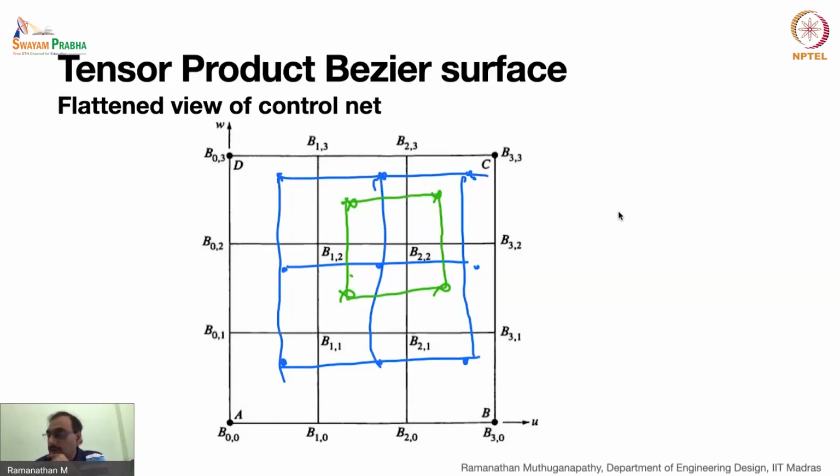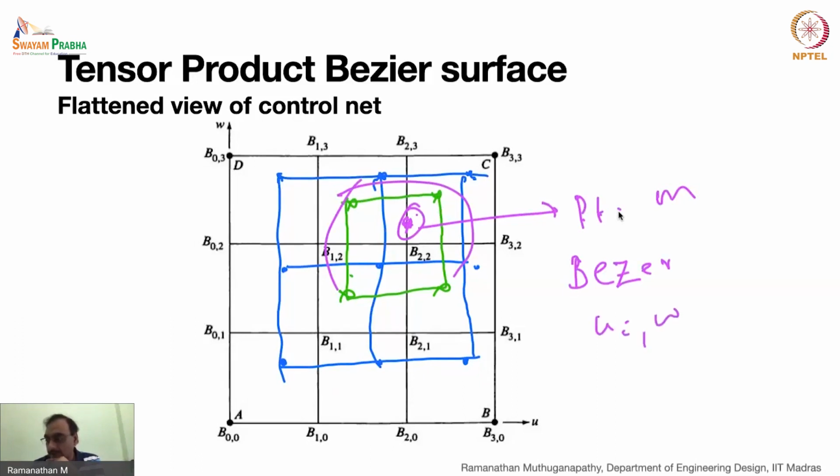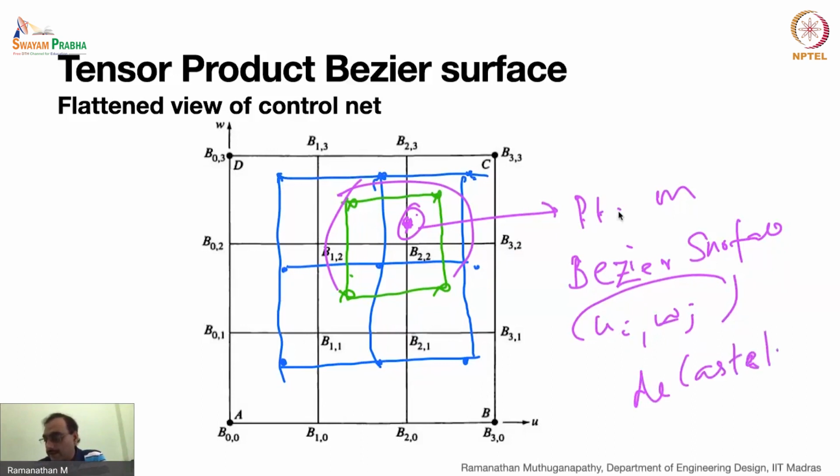So now you see another control net coming in. Then you do the same thing again: put some u and w, and for this set of control points, 4 points, this point is what? It will be a point on the Bezier surface for the values that we chose, let's say u_i, w_j. Are all the guys there or not? I think everybody is looking in a different direction now. So this is basically an extension of the same de Casteljau algorithm, and then you have the point on the surface.